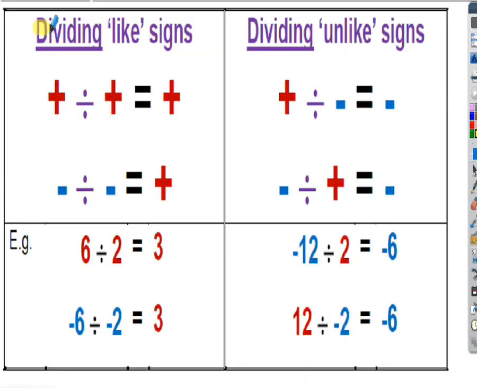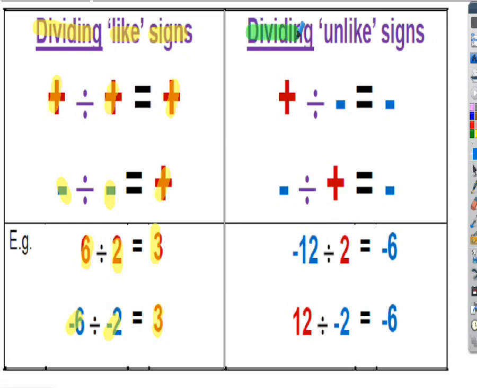The same applies if we're dividing like signs, so a positive divided by a positive equals a positive, and a negative divided by a negative equals a positive. For example, 6 divided by 2 is positive 3, and negative 6 divided by negative 2 is also positive 3.